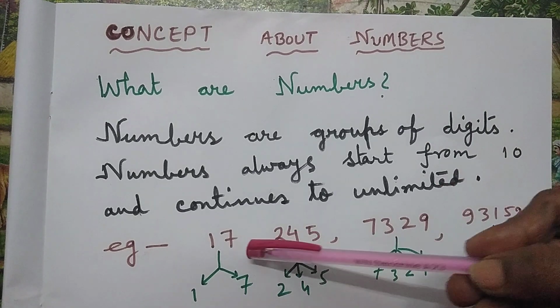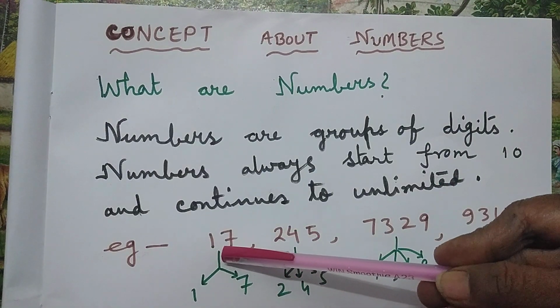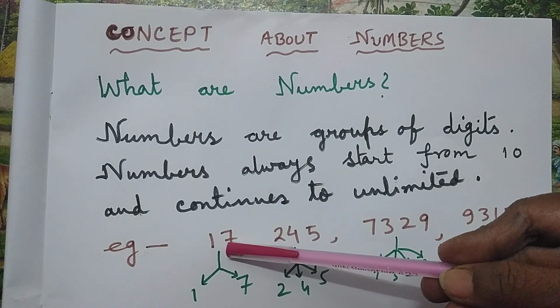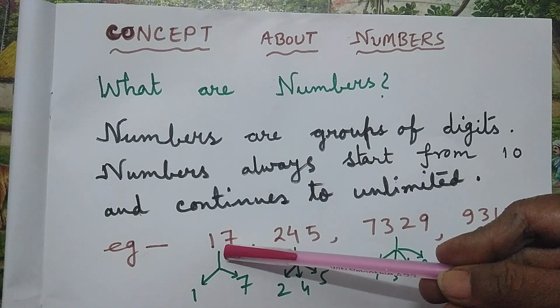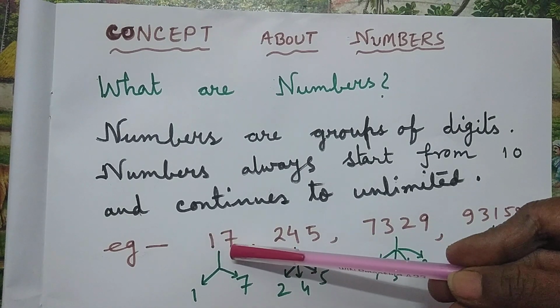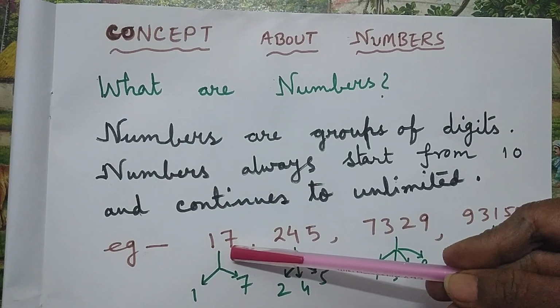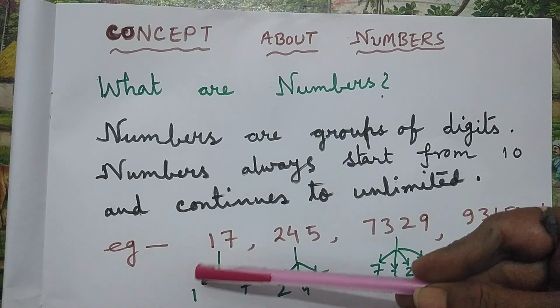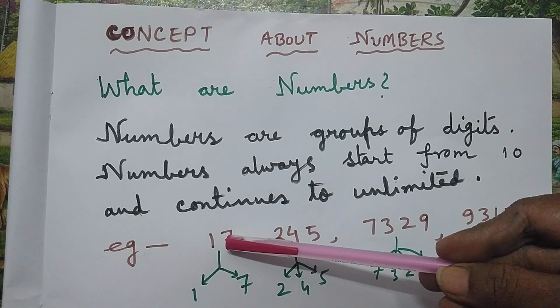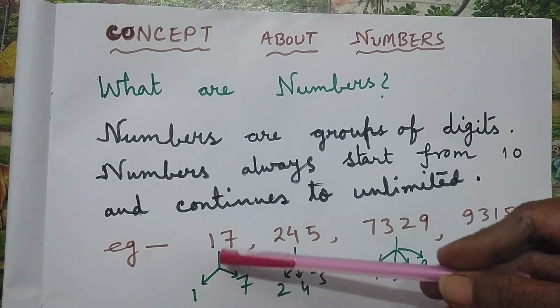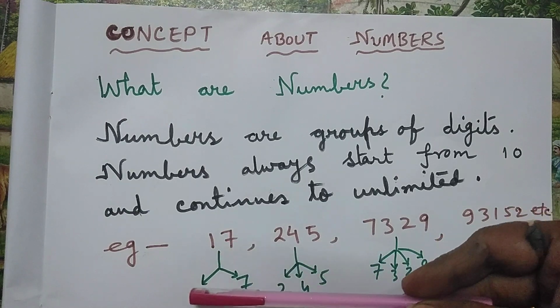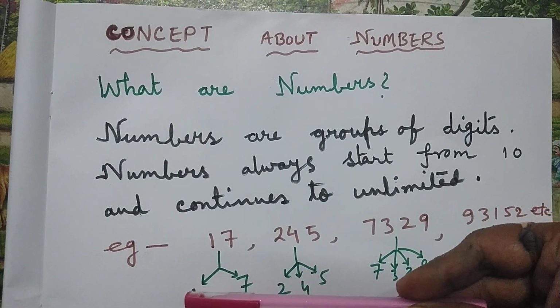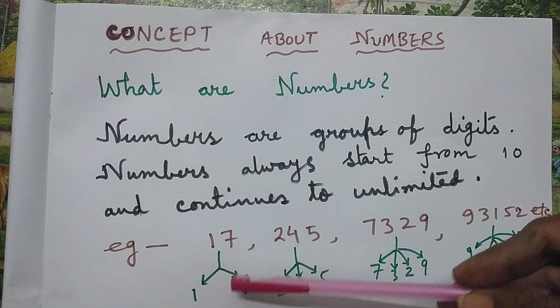Example, 17. See, children, in this number, in another way, in this group, that is in 17, we can see two digits. The first digit is 1 and the second digit is 7. So 17 is a group of two digits. The first is 1 and the second is 7.